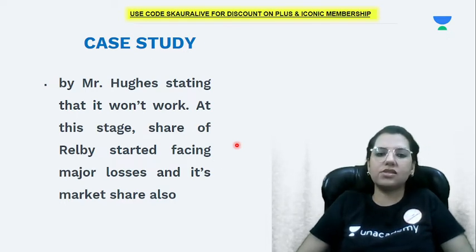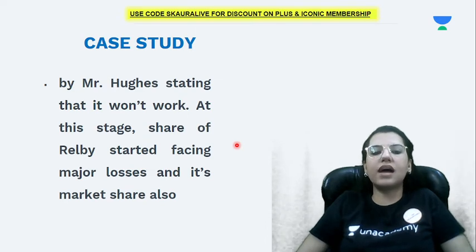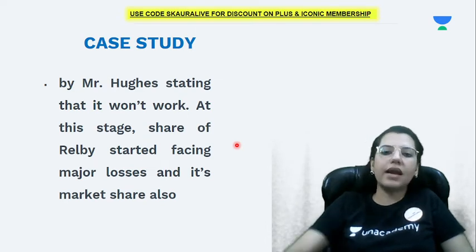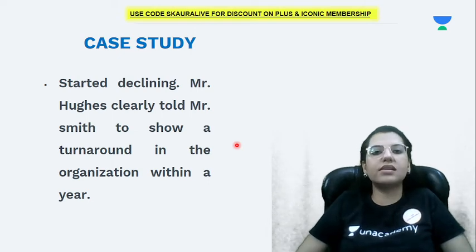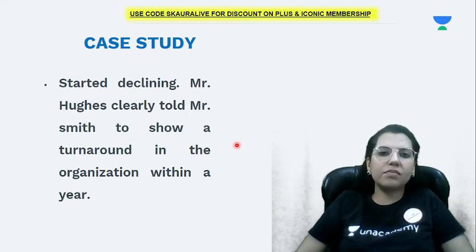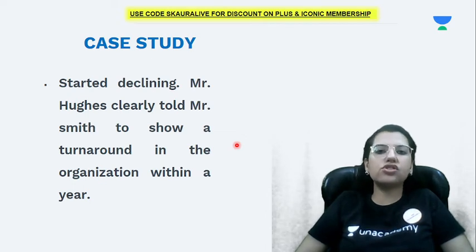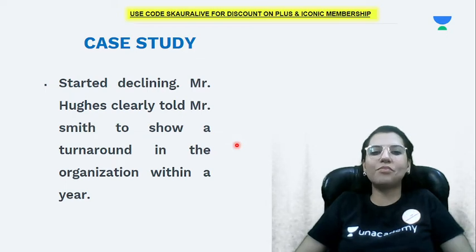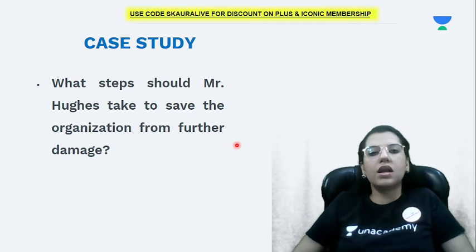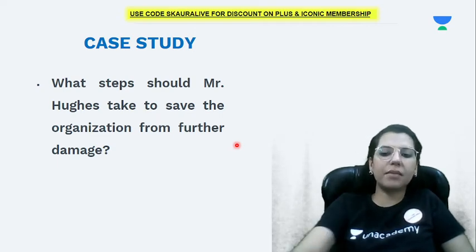So at this stage, the share of Relby started facing major losses and its market share also started declining. So what happened? Mr. Hughes told Mr. Smith that he should show a turnaround in the organization within a year. Now, Mr. Smith got an ultimatum from Mr. Hughes that he is supposed to show a turnaround in the organization within a year. Now, what steps should Mr. Smith take to save the organization from further damage?